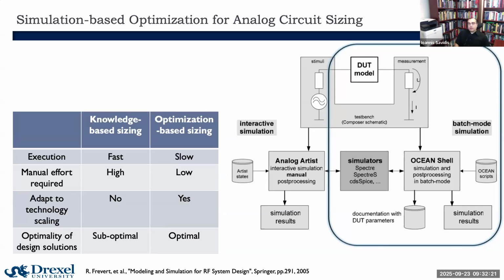And we can see a comparison of knowledge-based sizing and optimization-based sizing techniques. And the latter produces near optimal results while requiring less manual effort and adapts to technology scaling. And what we have on the right side is basically a typical circuit design setup for Cadence Virtuoso, and we have implemented this in my lab as well. I guess a lot of other labs have as well. But it utilizes a batch mode sampling of circuit performance data, such that the ML models can be trained and used to guide circuit optimization.